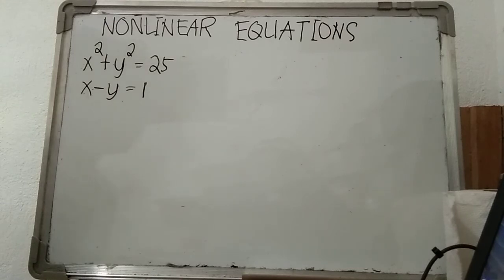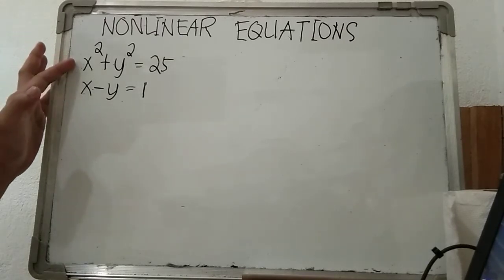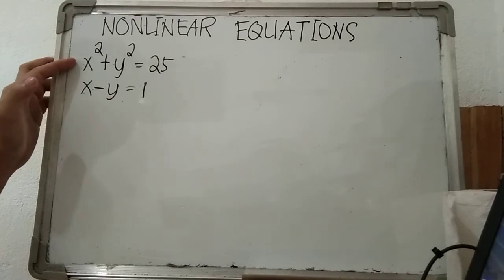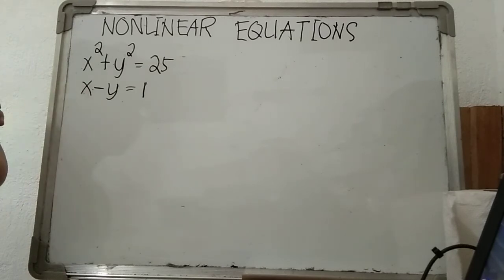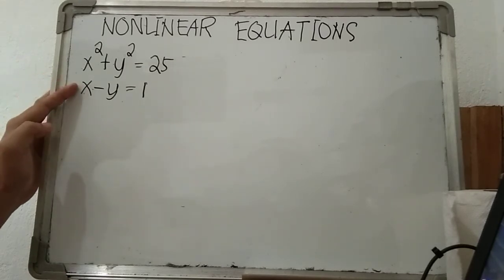Hello guys, in this video, we will be discussing finding the solution set of a nonlinear equation. Now the first equation is actually a circle having a radius of 5, and the second equation is actually a linear equation, meaning to say the highest exponent here is 1, and we expect that the graph is in the form of a straight line. Now, our main objective is to find the solution set.